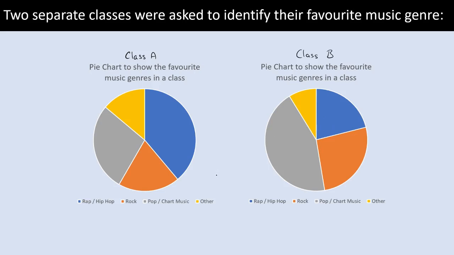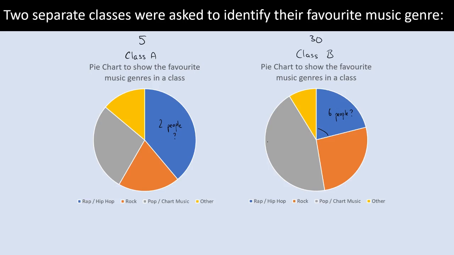But what you don't actually know, what we've not actually been told, is how many people are in each class. Okay? For all I know, there could be 5 people in class A, in which case this might be like 2 people. Question mark. And there could be 30 people in class B, in which case this would be what? 6 people? Roughly? Okay.